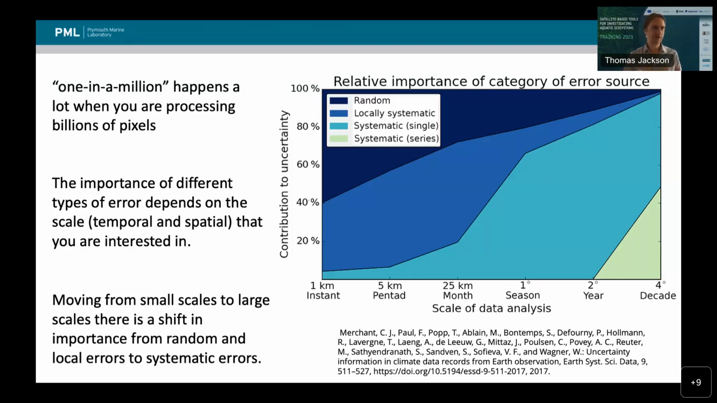As creators of a climate record, we have to care about all of this, because we don't know if our users are going to be doing stuff with 1 degree composites, or if they want to be looking at 1 kilometer or 4 kilometer data for their local region.